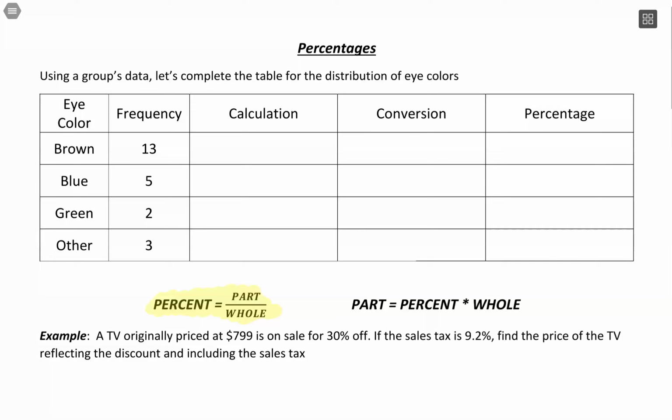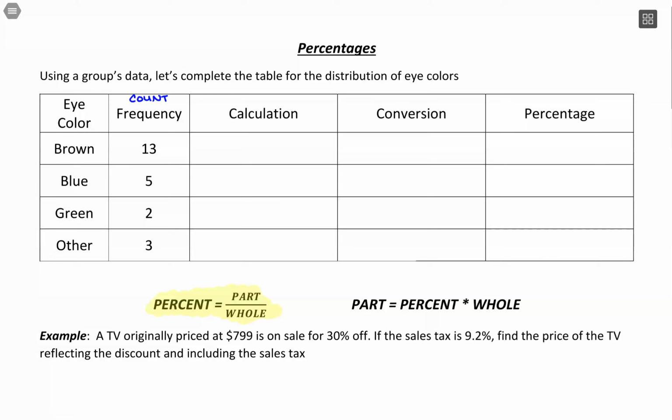So we have this group's data where they collected eye color. What this is showing with frequency, which is just another word for count, counting how many. So this is showing that 13 people have brown eyes in this group, 5 have blue eyes, 2 have green eyes, 3 have other color eyes. So what we have here are the parts. That's what this 13, 5, 2, and 3 are showing.